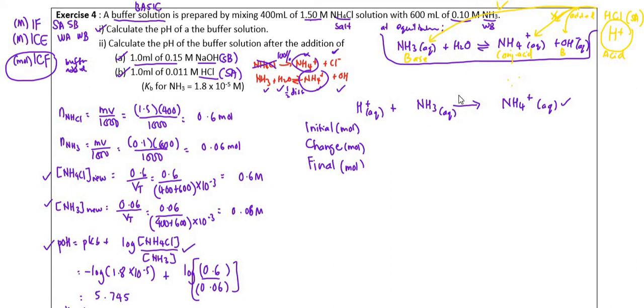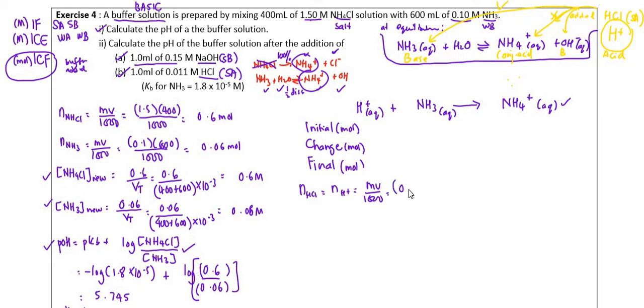Okay, now we want to add the initial value for H+. As we know, H+ here comes from your HCl. So, if you want to find the mole of H+, you have to find the mole of HCl. Mole HCl is equal to mole H+, which is MV over 1000.